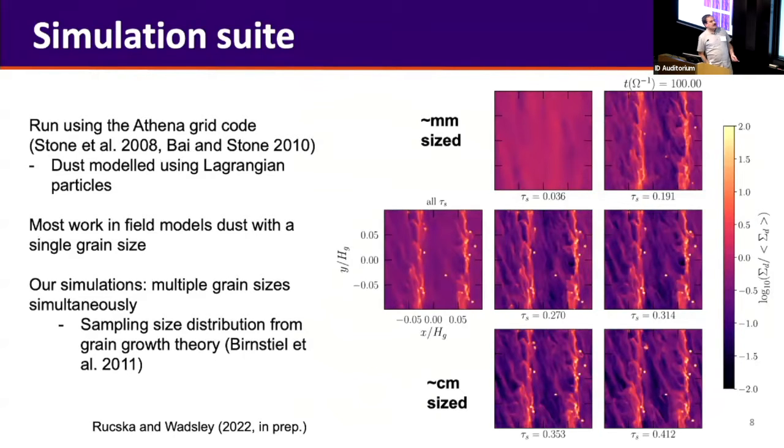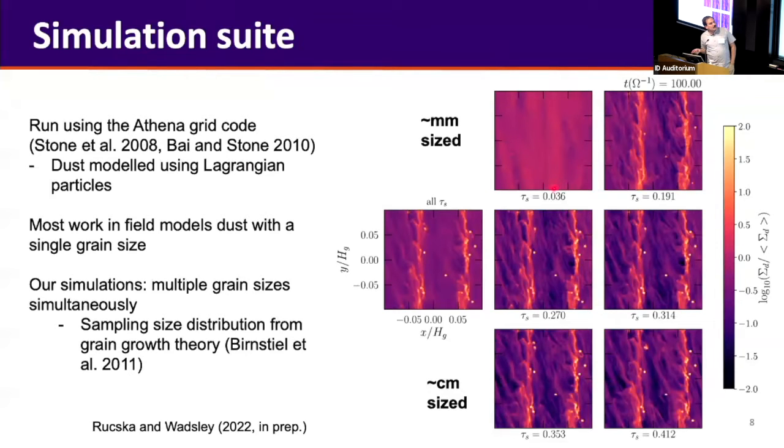And so here's a snapshot of one of our simulations. We have two columns with the 6 grains that we've got. In the top left there, you've got the very smallest grains, and in the bottom, we've got the larger grains.